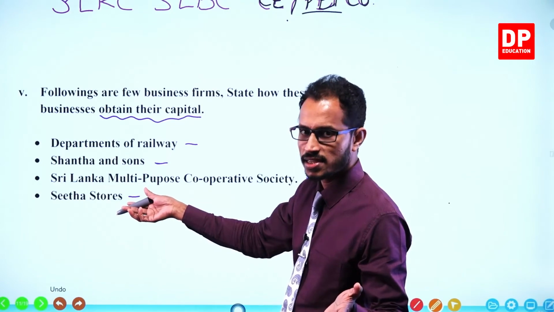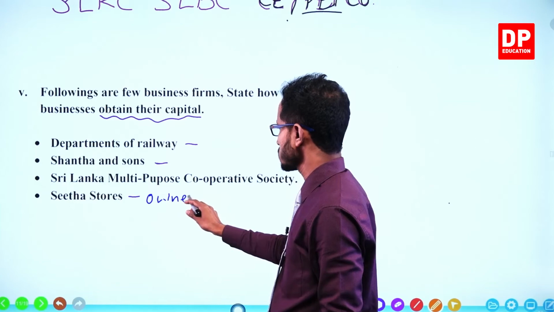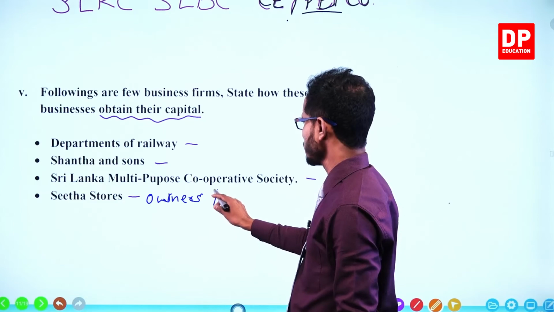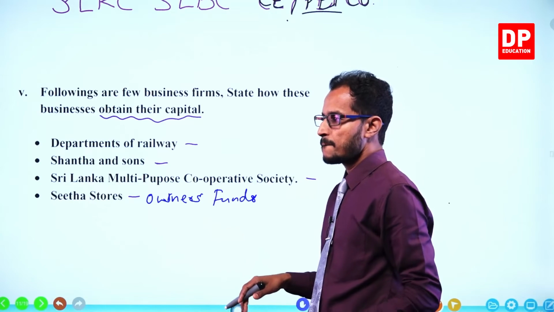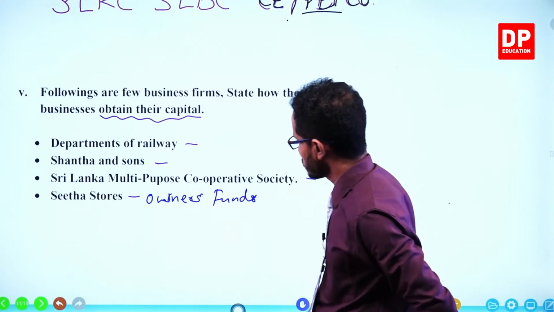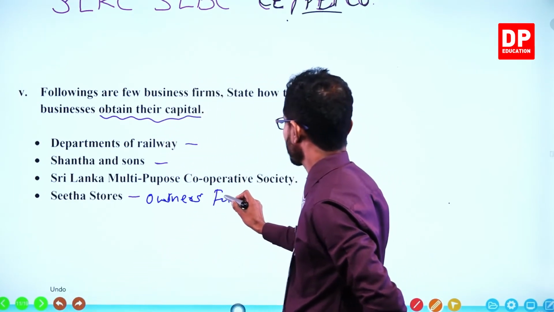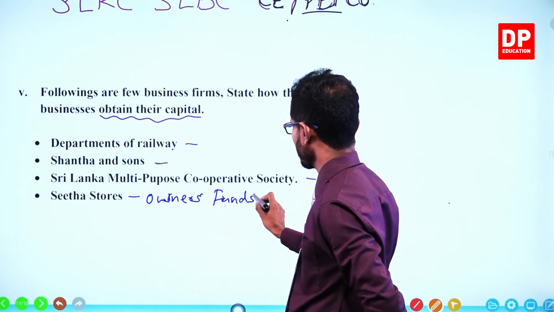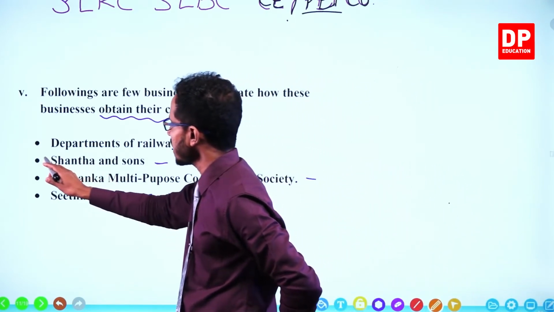Owners, proprietors, funds. Owners' money. You can use these types of words, children. Funds. Without saying money, money, money, money, you can use funds. Owners' funds. Okay. Next, I'm going to take Shanta and Sons.